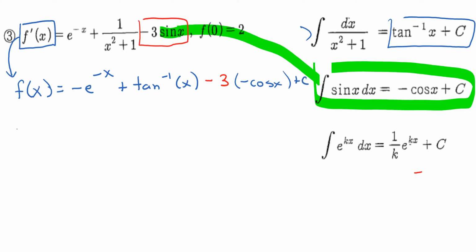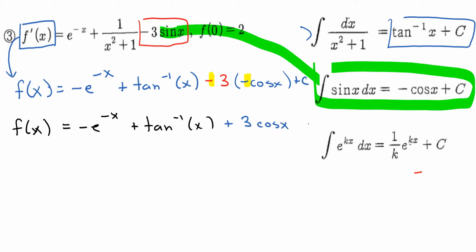Okay, and then what we can do next is, let's just clean this up here. So this will be a negative e to the negative x plus tan inverse of x. And then I have a minus and a minus, so that's going to be plus. So plus 3 cos x plus c. Okay, so that's my antiderivative there. Let me just erase all this.